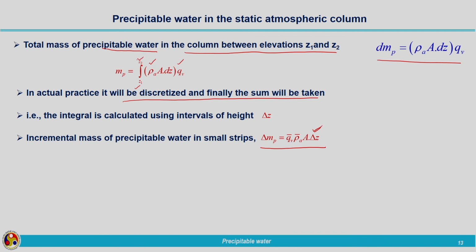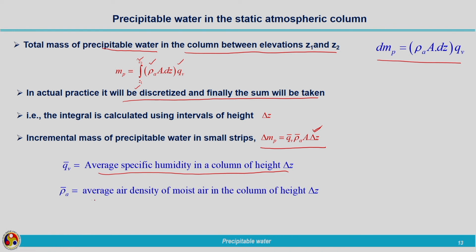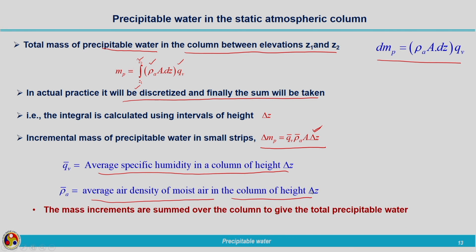QV bar is the average specific humidity in the column of height delta Z, and rho A bar is the average air density of moist air in the column of height delta Z. So, we will be calculating the mass increments delta MP for different strips. These increments will be added together to get the total quantity of mass within the atmospheric column. That is, these are summed over the column to give the total precipitable water.